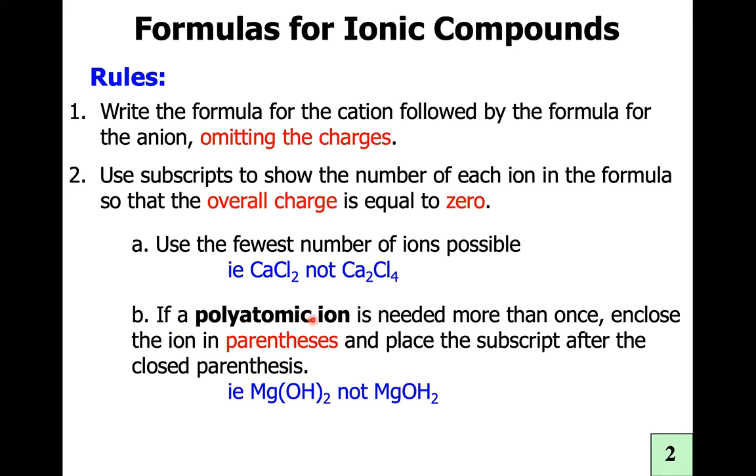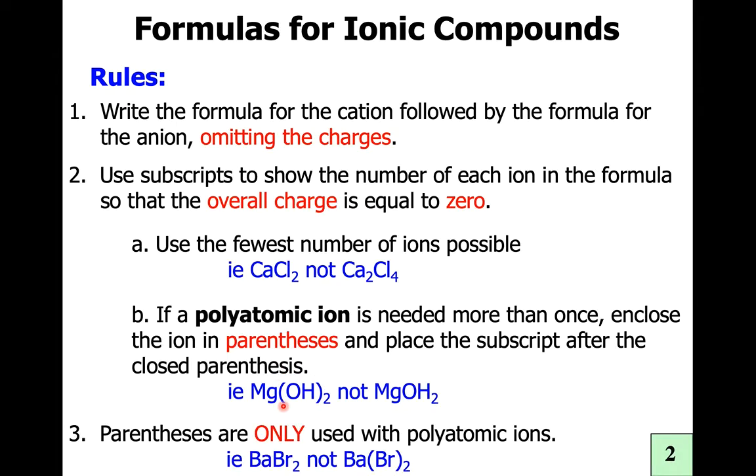If we have more than one of a polyatomic ion, then we need to use parentheses to show that. So for example, this is magnesium 2+, OH is OH-. Needs to be 2 of those for it to be neutral. And to show that there's 2 OH-, I put parentheses around the OH. But I only do that with a polyatomic. So for example, for barium bromide, there's 2 bromides as the second part of the formula. I do not put parentheses around it because it's just a single atom.